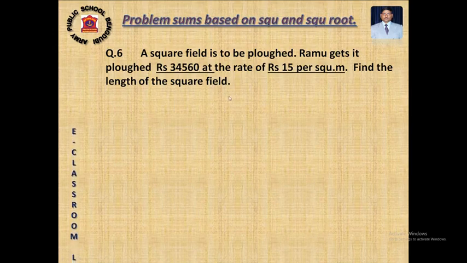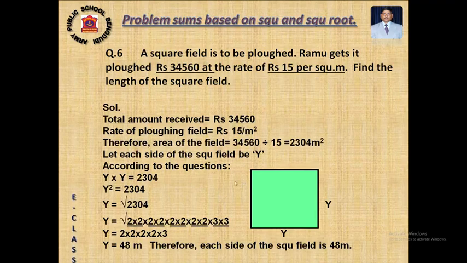Here is an interesting problem. A square field is to be plowed. Ramu gets it plowed for rupees 34,560 at the rate of rupees 15 per square meter. So he has paid this amount, and the rate is 15 rupees per square meter. Here the dimension of the square field is not mentioned; you need to find it out. We know that when the total amount is divided by the rate, I will get the area.